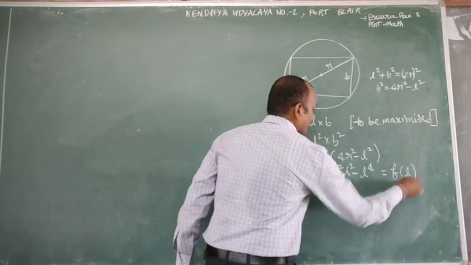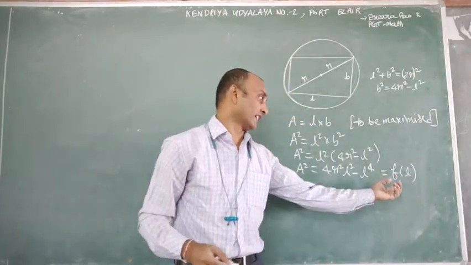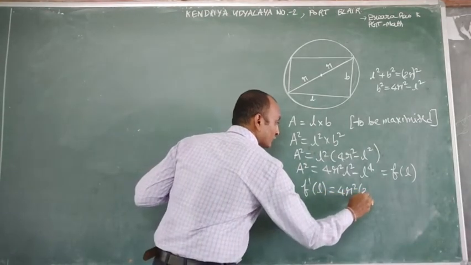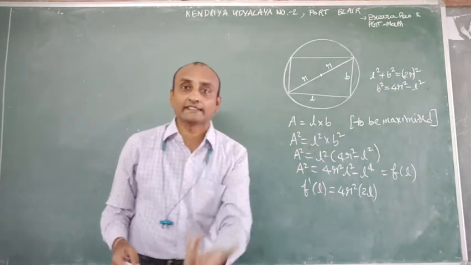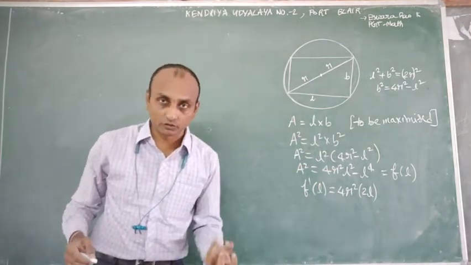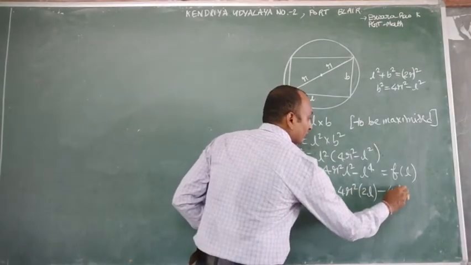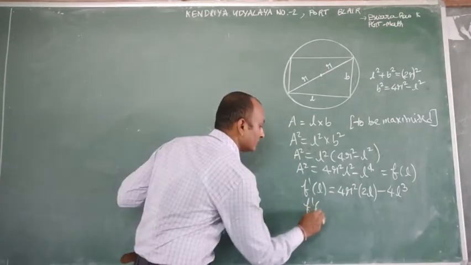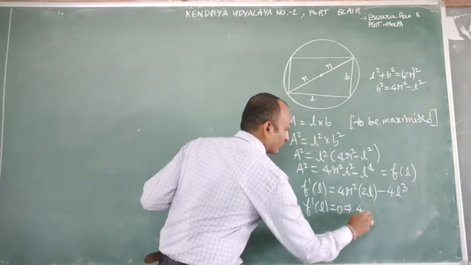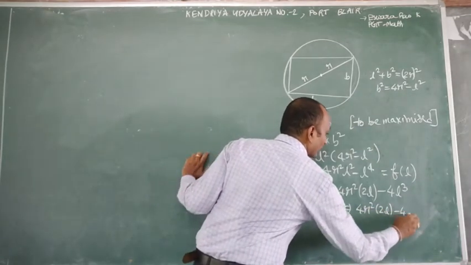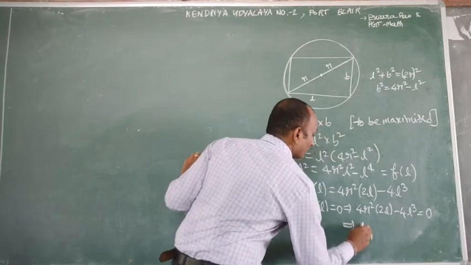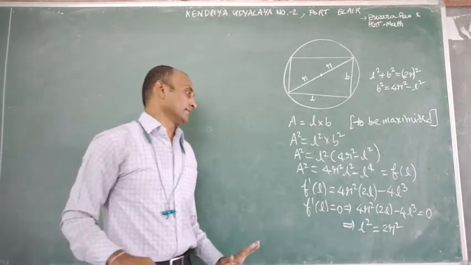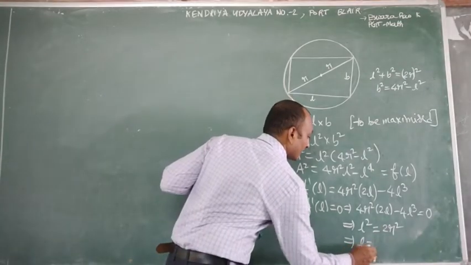For that reason, we take A square as F of L. Now, the first derivative test must be done on A square, that is F of L. So what is F dash of L? 4R square into 2L, because we are differentiating with respect to L, like X. L square's derivative is 2L, and minus L power 4's derivative is 4L cube. So F dash of L is equal to 0 for critical points: 4R square into 2L minus 4L cube is equal to 0. When I solve it, L square is equal to 2R square. Then L is equal to root 2 R.